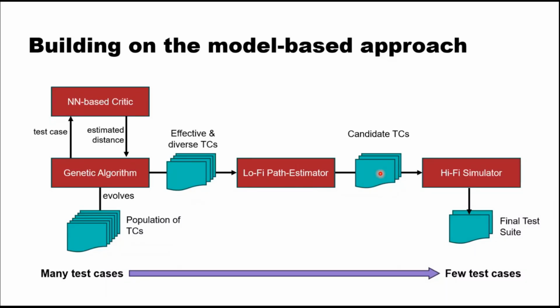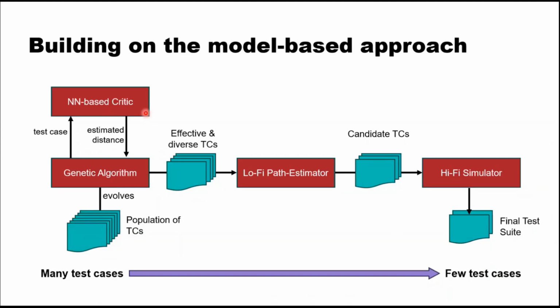Starting on the left, the genetic algorithm initially starts with a random population of test cases that it operates on. Over time, these produce a set of tests that are effective because we believe they cause the drone to fly close to an obstacle. And they're diverse because each test case is a different arrangement of the obstacles. The crucial word here is "believe", because we've used a neural network-based critic to assess how close we think the drone will get to an obstacle.